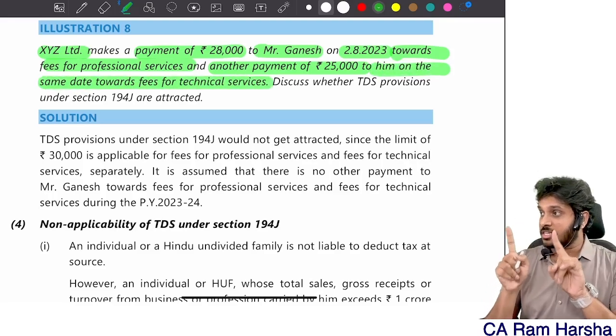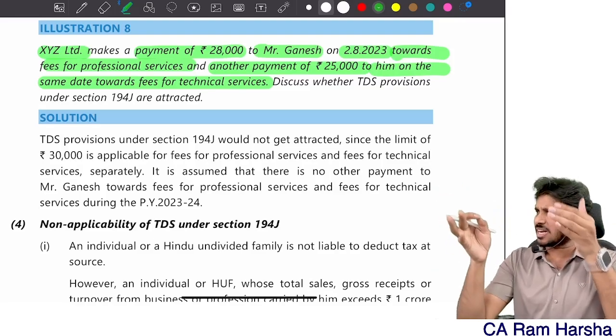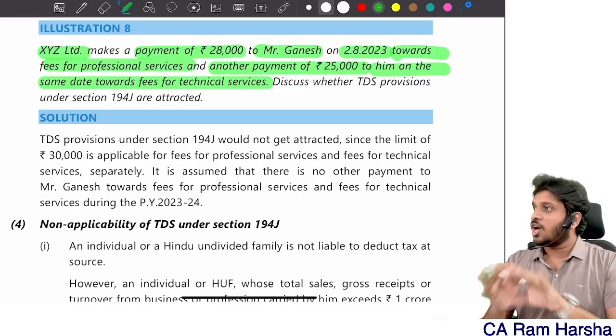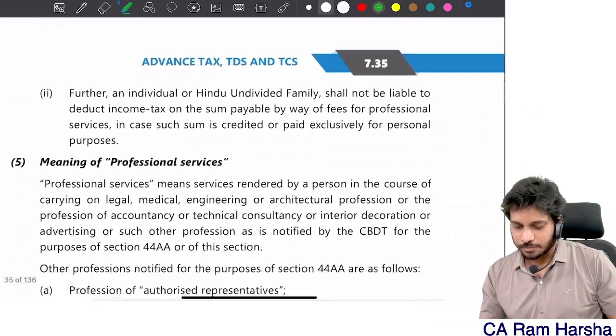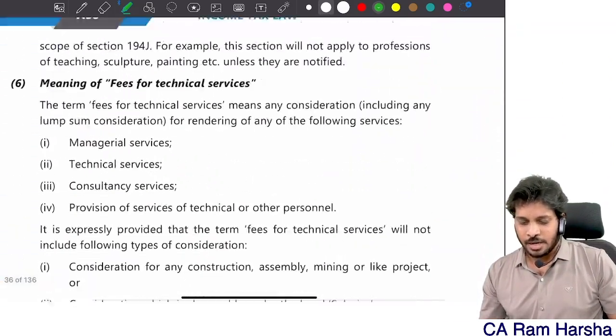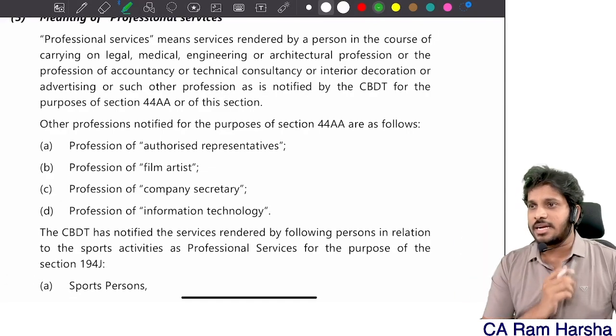Since both are two different services, 30,000 for professional service and 30,000 for technical service, since both the payments are less than 30,000 throughout the year, no TDS under 194J. Easy. Yes or no? So that's enough under 194J. What do you mean by professional service? In this element alone, let us look at.